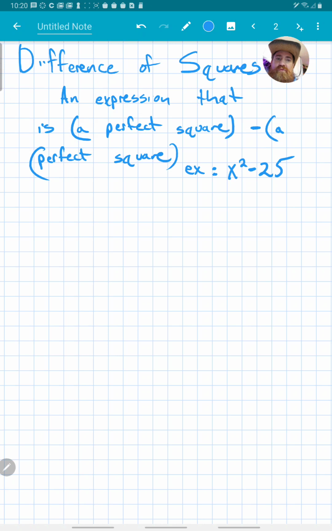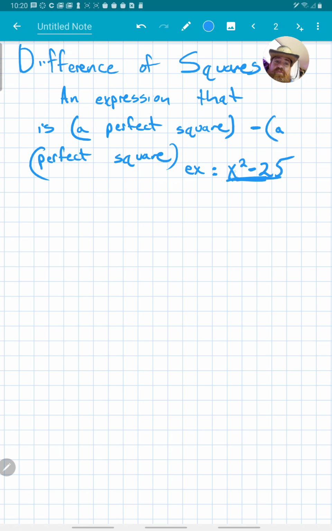Alright, so the second main method that we have to use to factor is factoring something as a difference of two squares. Now, a difference of two squares is something that you have to be able to recognize. It is an expression that is a perfect square minus a perfect square. So something like this, x squared minus 25, that's a difference of two squares.